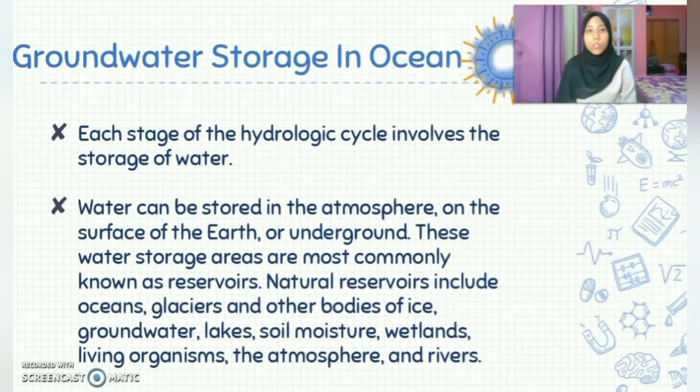Last one is groundwater storage in ocean. Each stage of the hydrologic cycle involves the storage of water. Water can be stored in the atmosphere, on the surface of Earth, or underground. These water storage areas are most commonly called a reservoir. Natural reservoirs include oceans, glaciers, groundwater, lakes, soil moisture, wetlands, living organisms, the atmosphere, and the river.